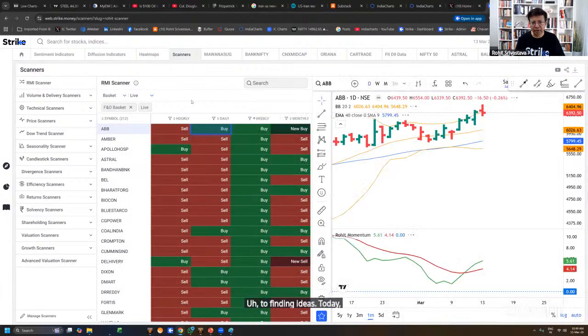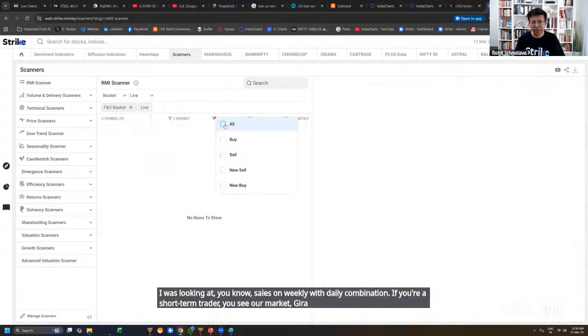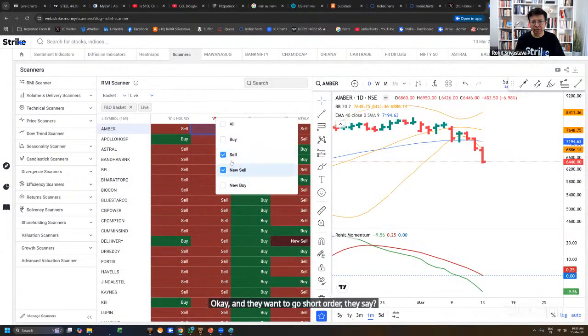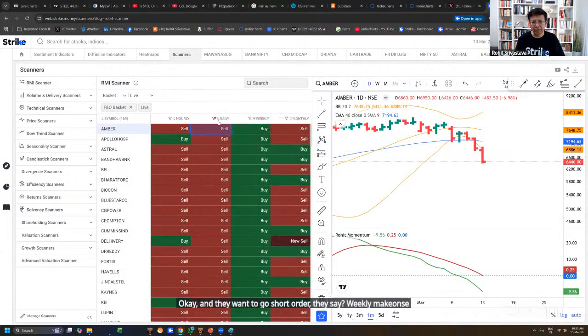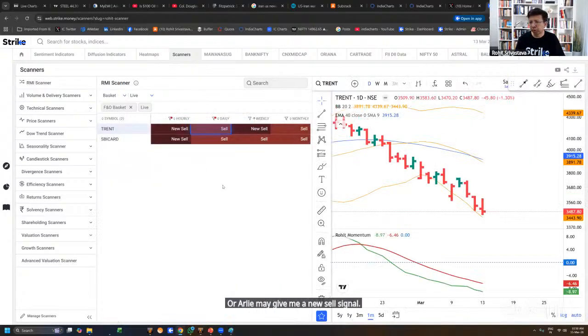Today, because the market is in downtrend, I was looking at sells on weekly with daily combination. If you're a short-term trader, you say our market गिर रहा है, बहुत fast गिर रहा है. I'm not finding any new sell ideas, but I want to sell something. What will you do? You'll do the same logic on a still lower time frame. So now for people who have a time frame of 5 to 10 days, and they want to go short, what will they say? Which sell is new on weekly, sorry, on daily, and on hourly give me a new sell signal. There I found two ideas, Trent and SBI cards.